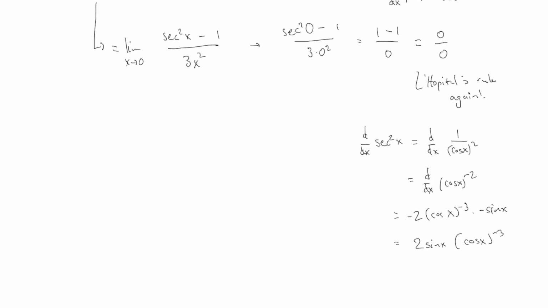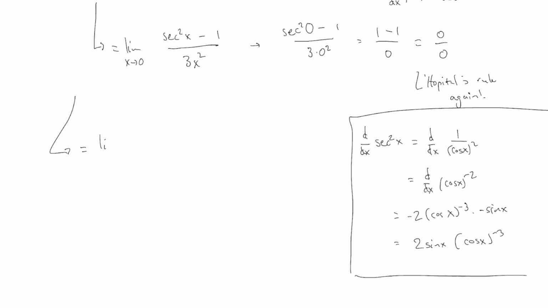All right, so when we go back, this was all kind of a sidebar. When I do the L'Hopital rule here, the derivative of this secant squared is going to be that stuff. All right, let's do it. So here then, doing my L'Hopital's rule again. Hopefully this will get somewhere. 2 sine of x cosine x to the negative 3. Okay, the minus 1 goes away because I'm taking the derivative, and that's a constant. And then on the bottom, 6x.